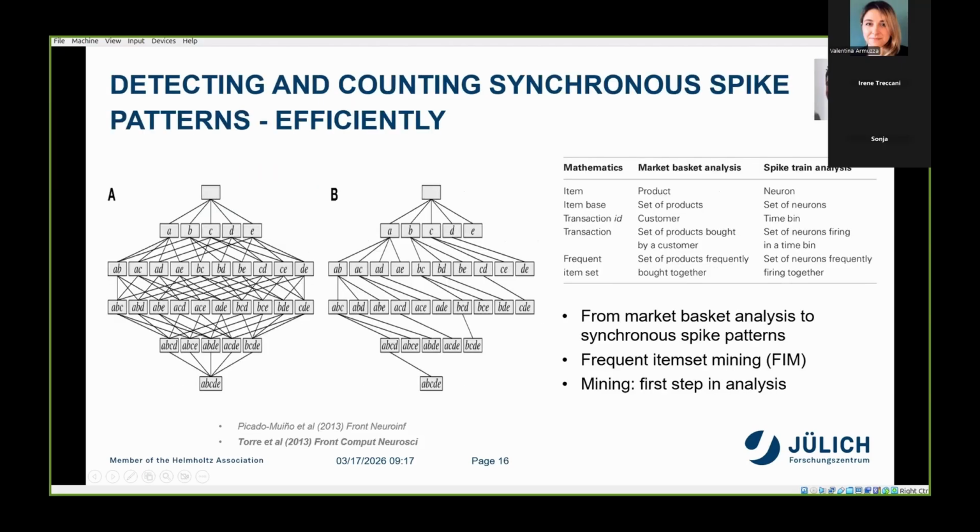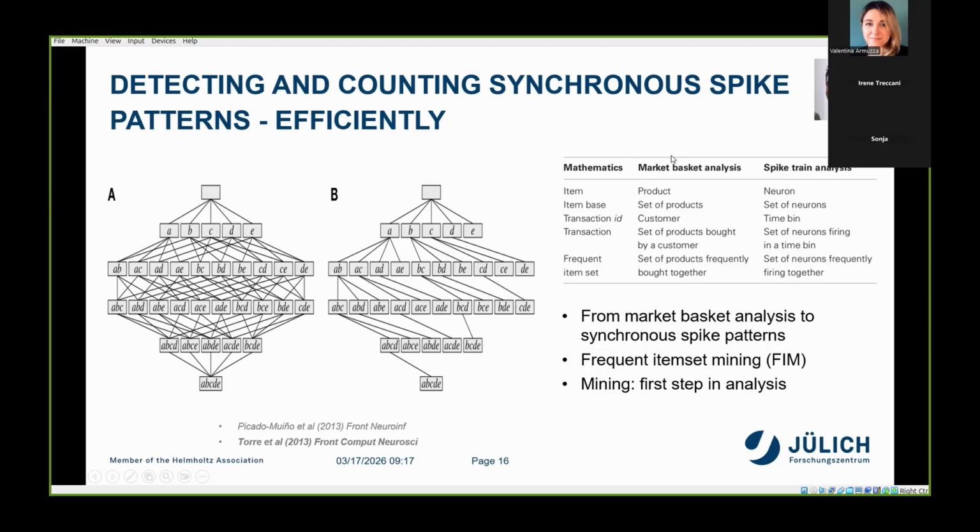So we developed new methods. One of them includes, as a pre-processing, so-called frequent item set mining. Some of you may have heard of this. This is a mining method which has very fast implementations. And we were able to transfer this from market basket analysis.